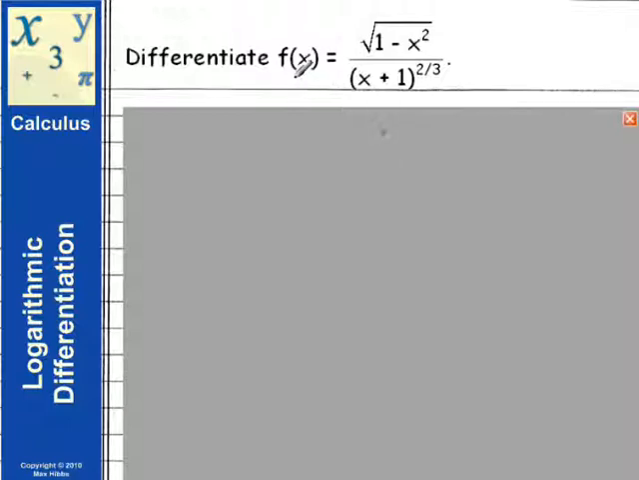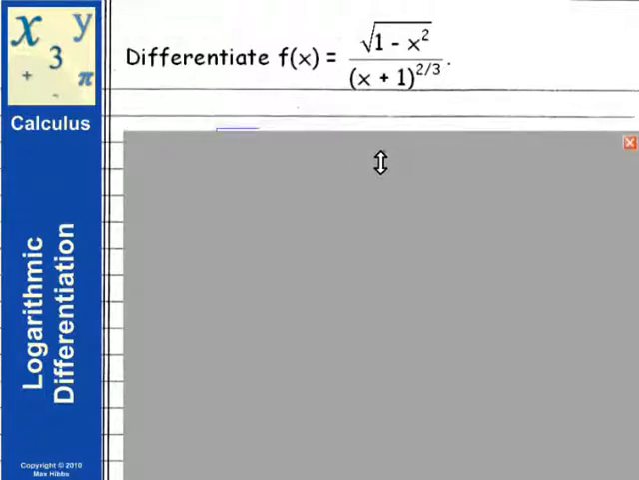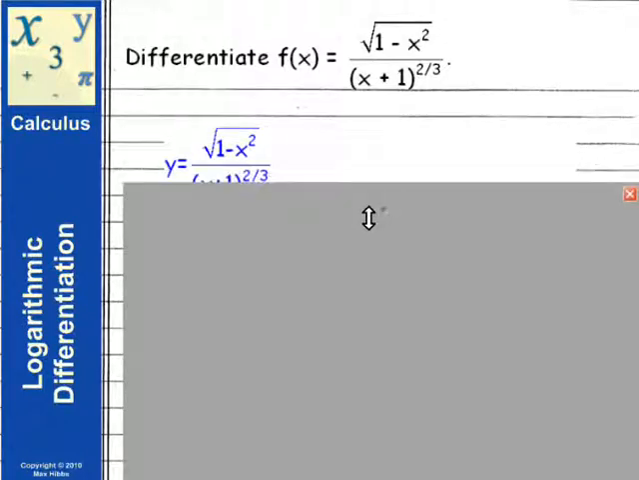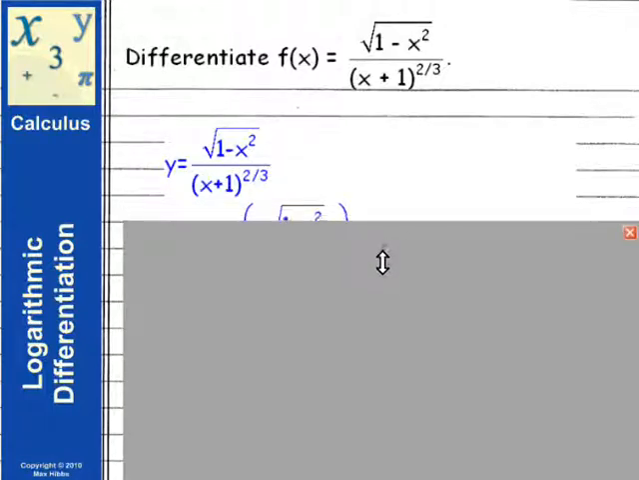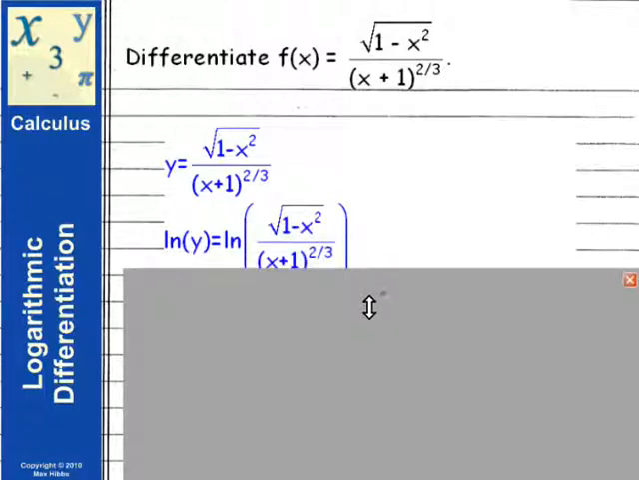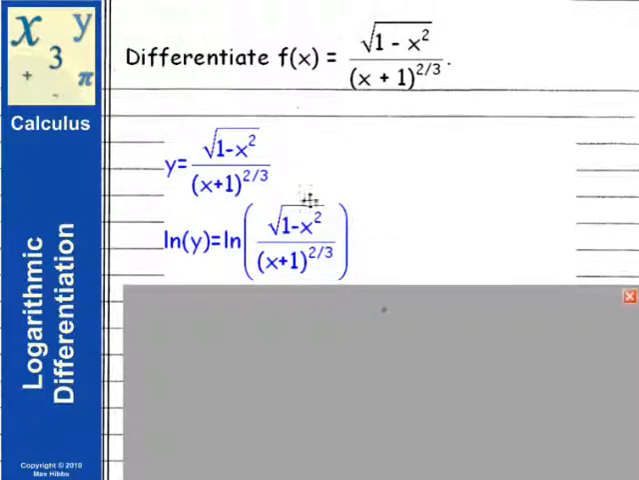So this is written in terms of functional notation. As you recall, the first thing we're to do is to write it in y notation. That is, simply replace f of x with y. So we go ahead and get that taken care of. Now, after we've rewritten the function notation as y notation, then we take the logarithm of both sides. So the logarithm of y on the left is equal to the logarithm of the ugly expression that's on the right.